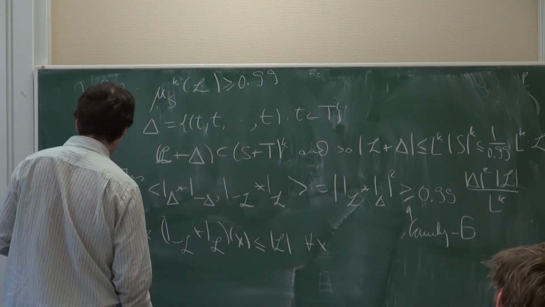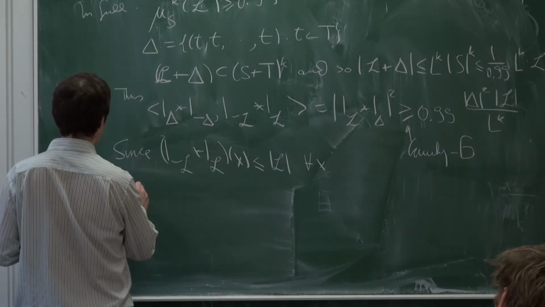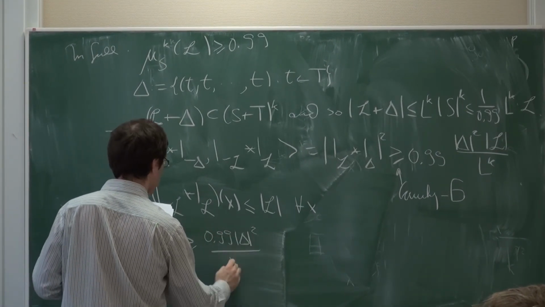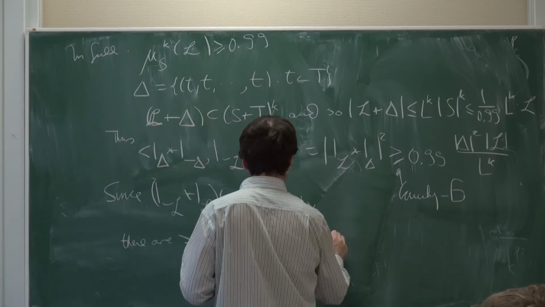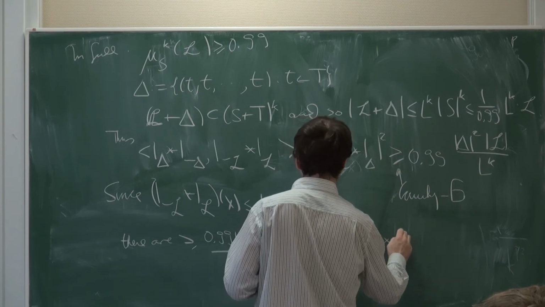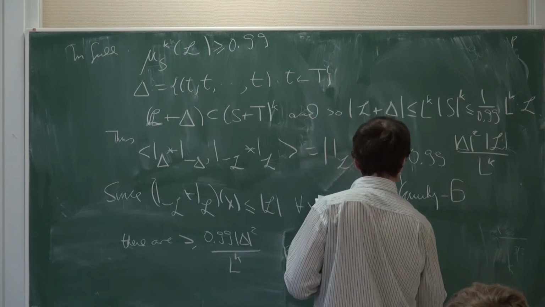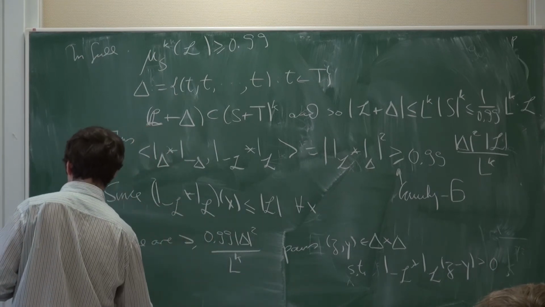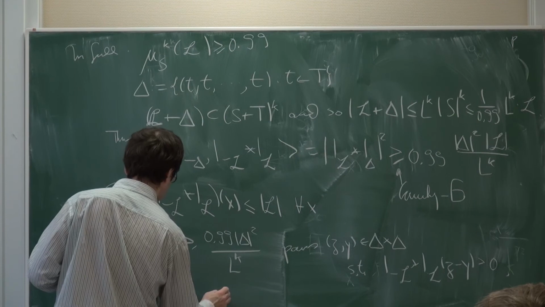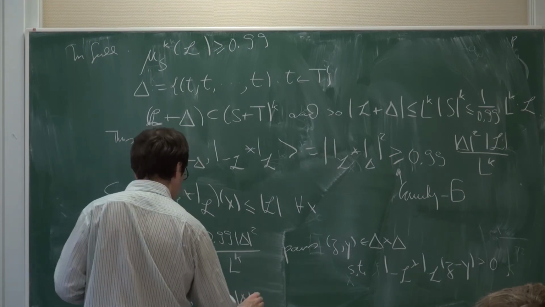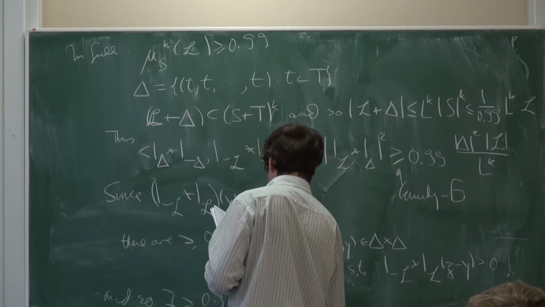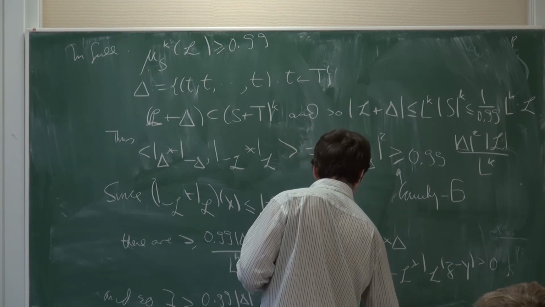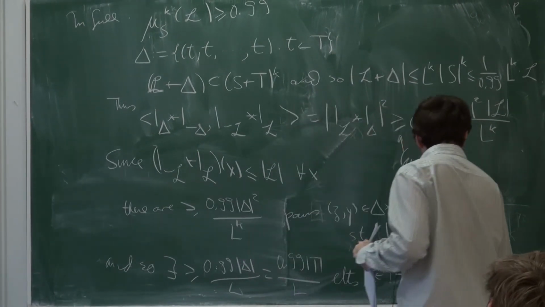Since this is never bigger than L, there are at least 0.9 times delta squared over L to the K pairs Z, Y in delta cross delta such that 1 minus L star 1 L Z minus Y is bigger than 0. And so there are at least 0.99 delta over L elements T of T minus T, such that T can be expressed.